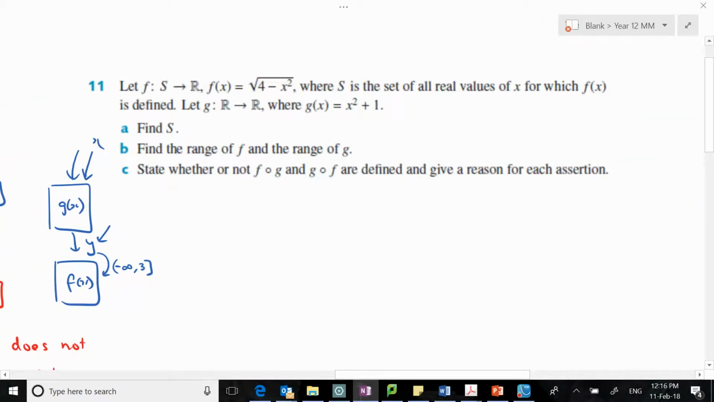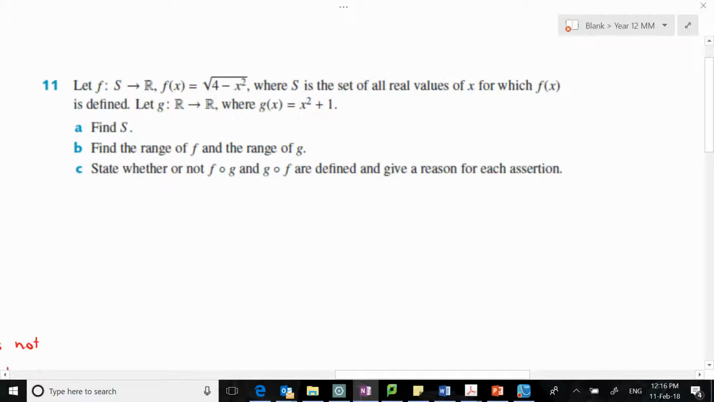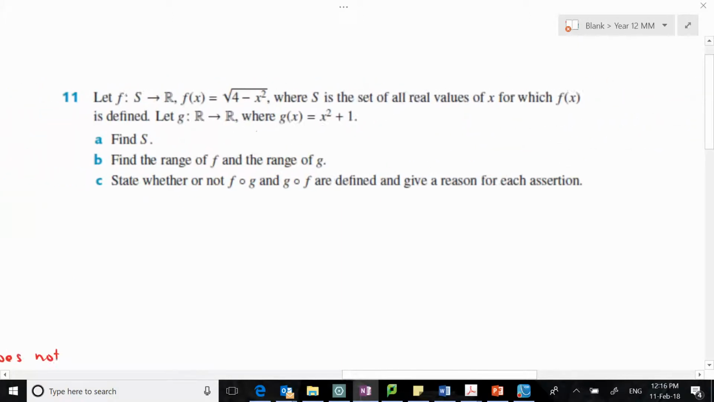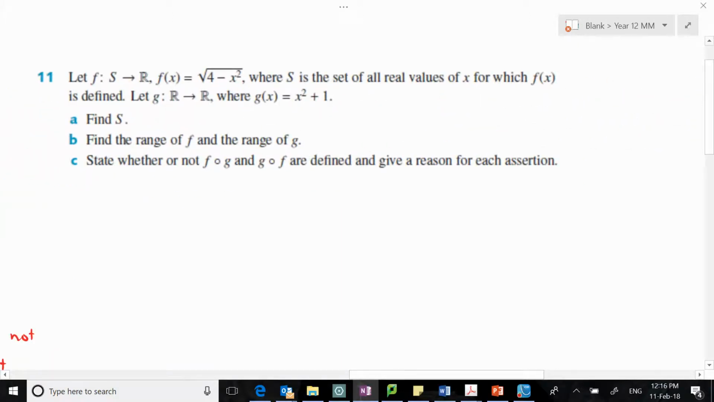Now I'm going to do 11. So same thing. Let's have a look at 11. And then I'll do 12. And I'll call that it for today. Yeah? Let's see. Question 11. Let F... okay, so you don't know what the domain is.